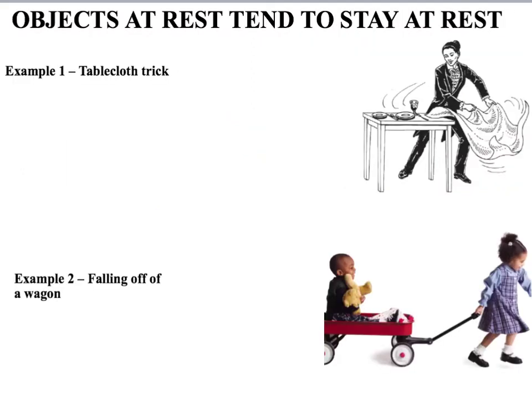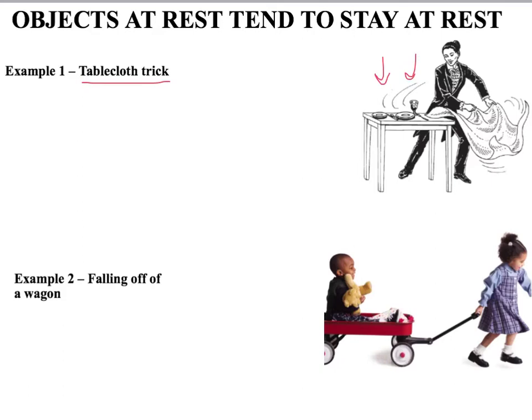So let's look at a couple of examples. Objects at rest tend to stay at rest. A classic example of this is the tablecloth trick, where you have a place setting set up on a table with a tablecloth on it, and you can pull the tablecloth out from under those objects and they stay put. They stay at rest, even though the tablecloth is being pulled out from underneath them. We're going to do a lab in this unit where you're going to actually try that.